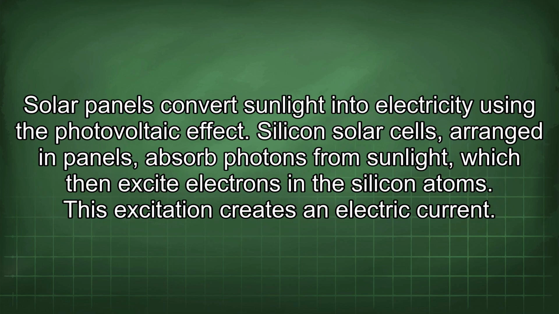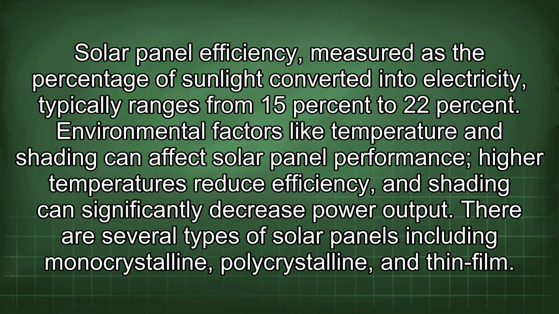Solar panels convert sunlight into electricity using the photovoltaic effect. Silicon solar cells arranged in panels absorb photons from sunlight, which then excite electrons in the silicon atoms. This excitation creates an electric current. Solar panel efficiency, measured as the percentage of sunlight converted into electricity, typically ranges from 15% to 22%. Environmental factors like temperature and shading can affect solar panel performance. Higher temperatures reduce efficiency, and shading can significantly decrease power output.